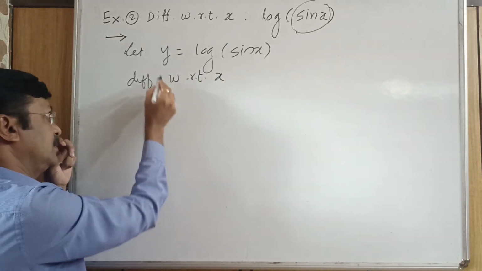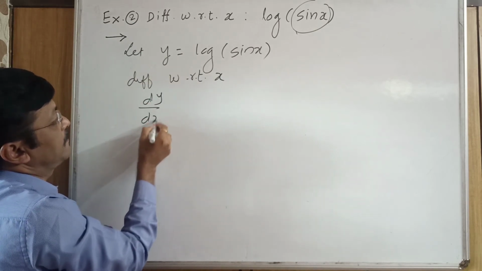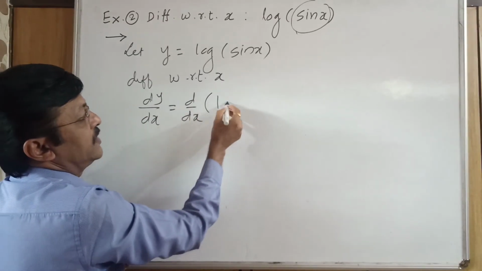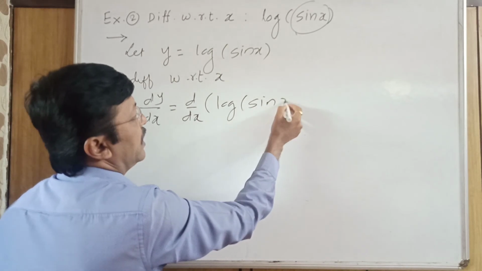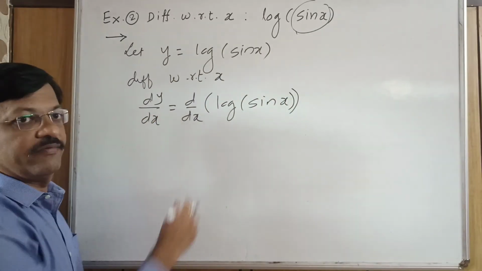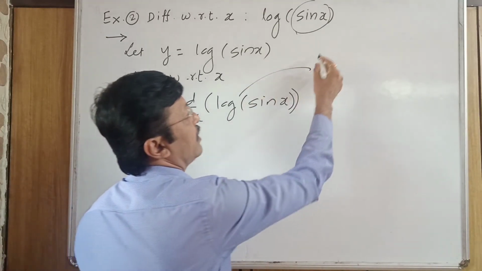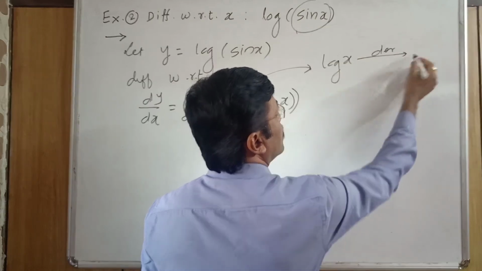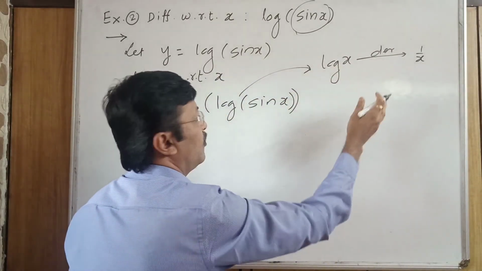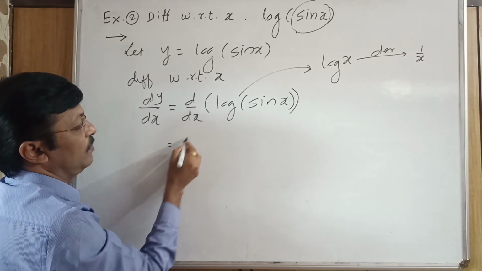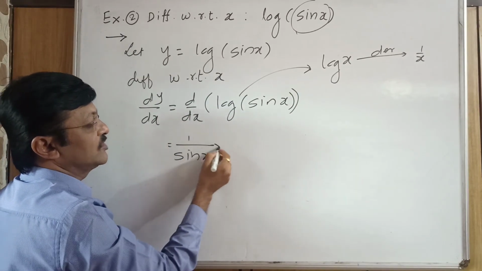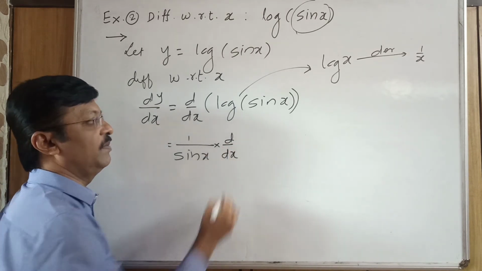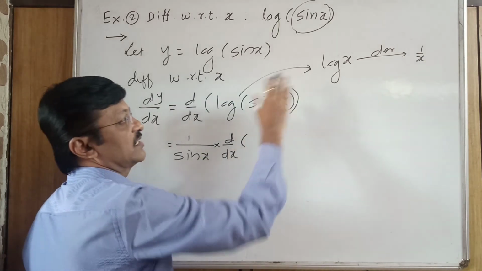So the left side with respect to x, if you differentiate, you will get dy by dx is equal to d by dx of the right side, which is log of sine of x. Now like we discussed earlier, log of sine of x looks like log of x, and log of x's derivative is 1 upon x. So derivative of log of sine x in that way will be 1 upon sine x. But that's not all. In chain rule we have to multiply the first part by d by dx of the replacement of x when you compare the two functions.